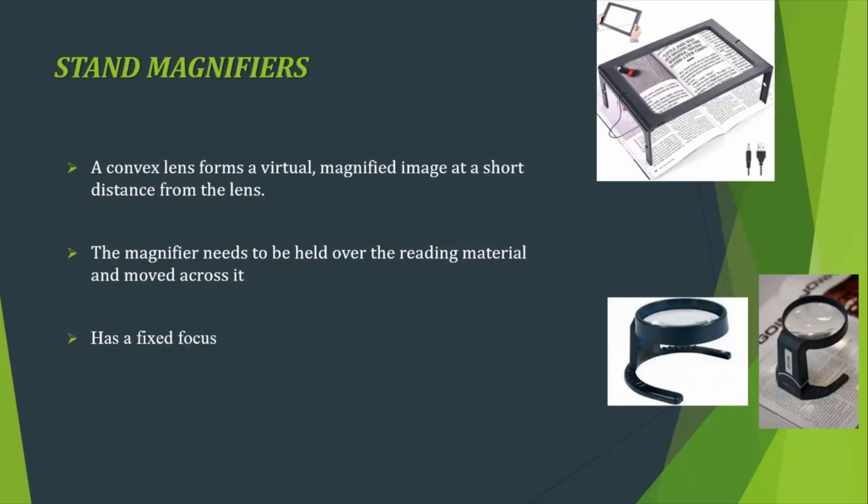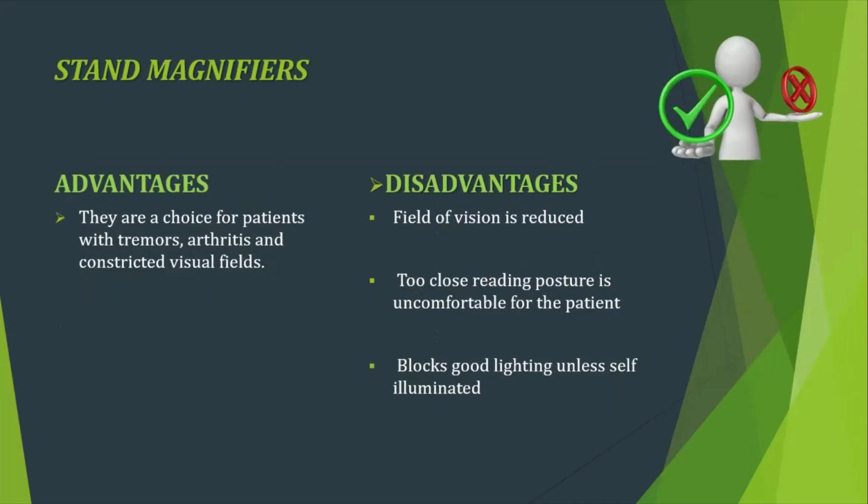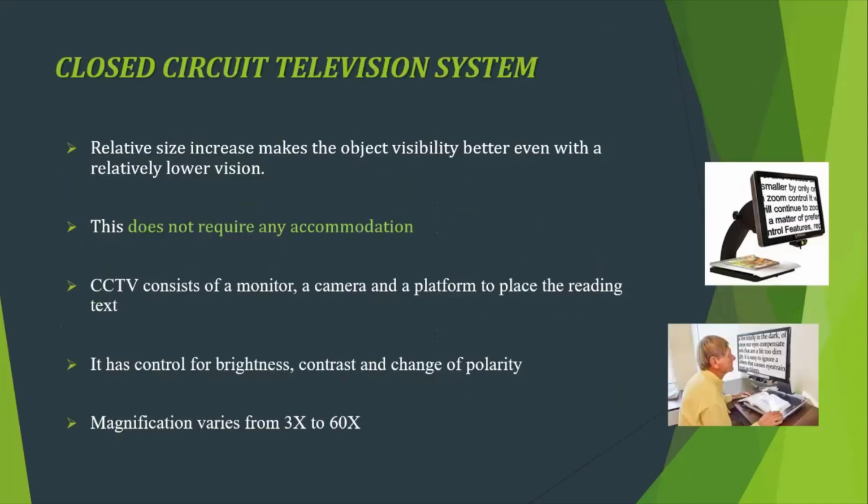Stand magnifier: this can be used mainly by those who have arthritis. They can just place the magnifier over the reading material and move it like a paperweight. Then the closed circuit television system: it has a camera, a monitor, and a platform to keep the reading material. Whatever reading material they want to read, they can just keep it over the platform. So the image produced in the monitor will be an enlarged, brightened view.